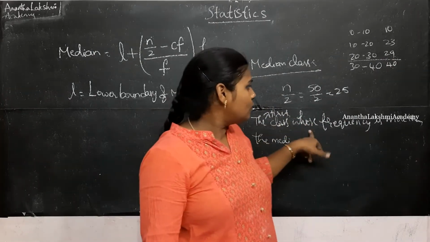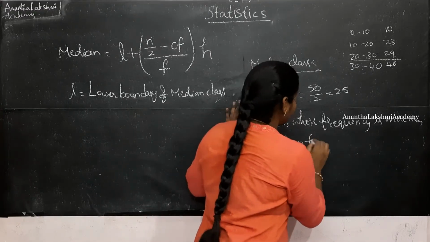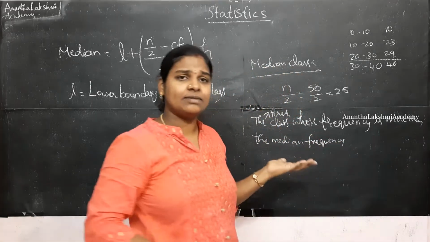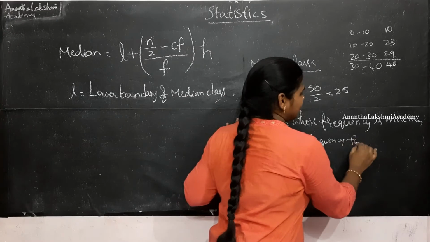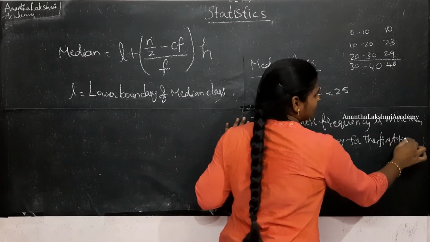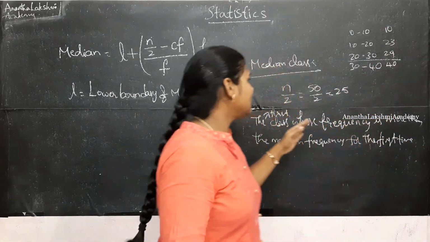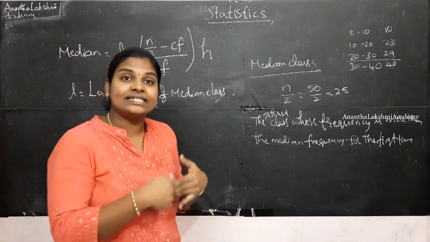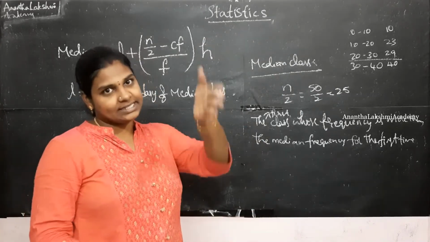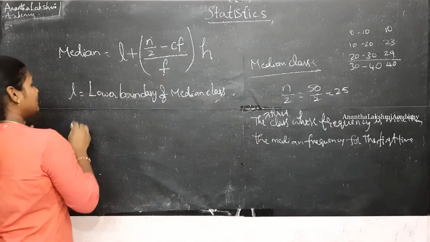So, the class whose frequency exceeds the median frequency for the first time, because 40 is the second frequency which is exceeding the median frequency. All right, so median class is nothing but the class whose frequency exceeds the median for the first time, or the first class which exceeds the median frequency. Okay, that is about median class, and L is nothing but lower boundary.